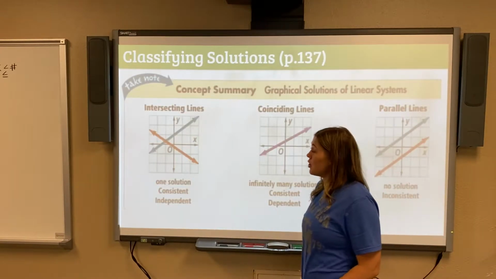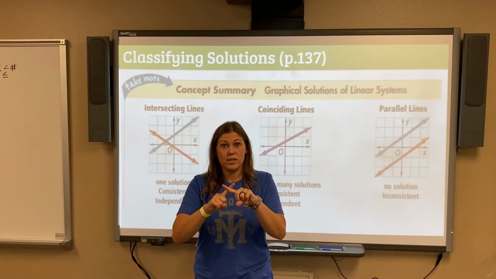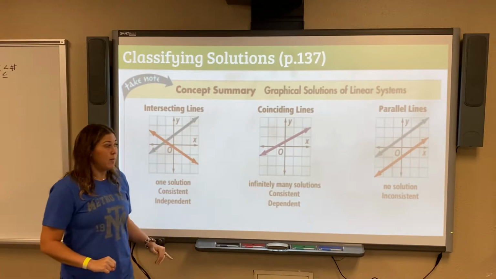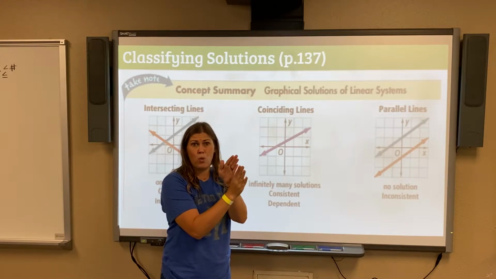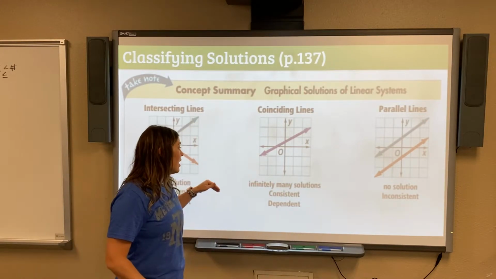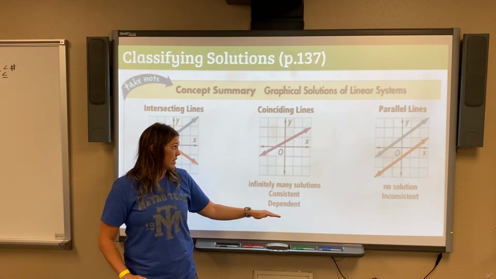So you're going to either have intersecting lines, like the previous example that we just did, where you get one solution. These lines are consistent and independent. If you have coinciding lines, that means it's just one line. They have the same slope, same y-intercept. There are infinitely many solutions. These lines are consistent and dependent.